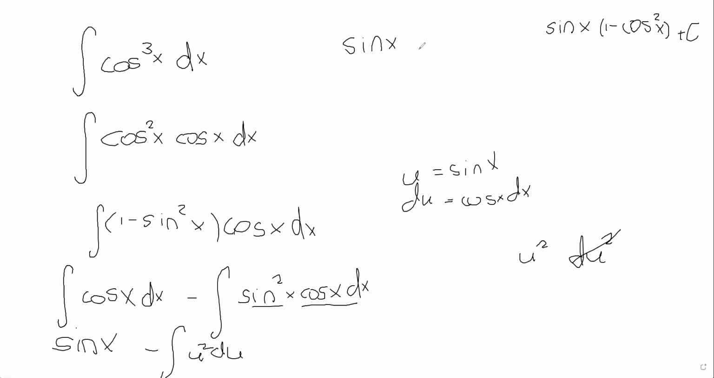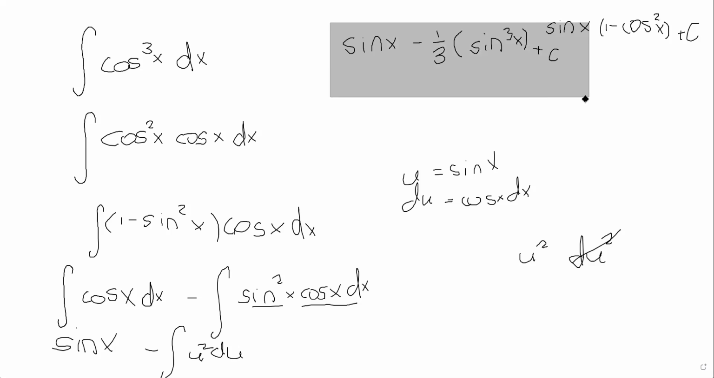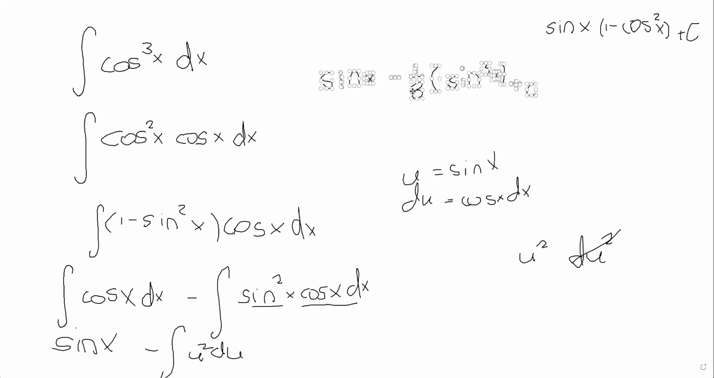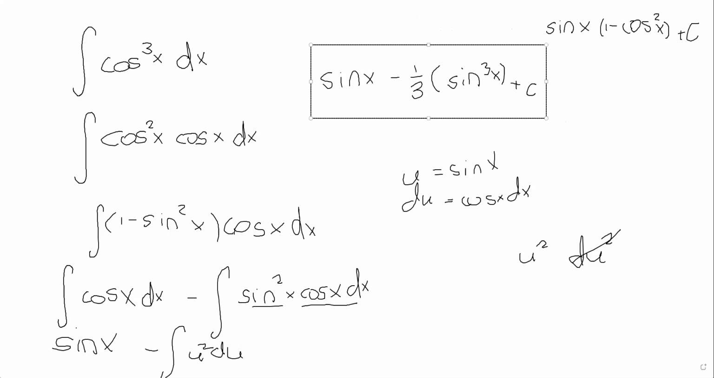So we're going to get sine of x minus 1/3 u to the third power. So it's going to be 1/3 sine of x to the third power plus c. And this right here is our answer. It's kind of tricky. So let's try some more of these.